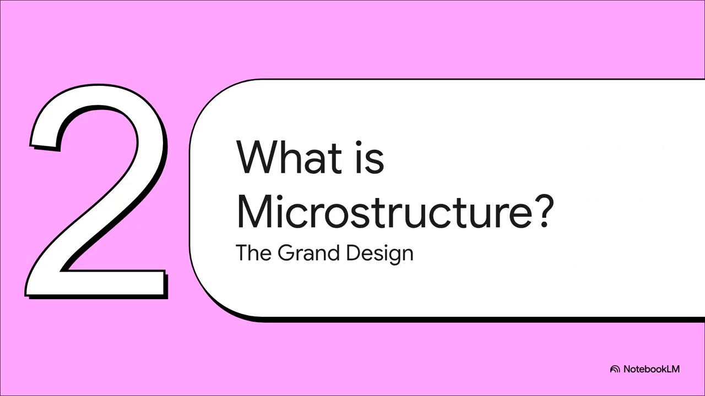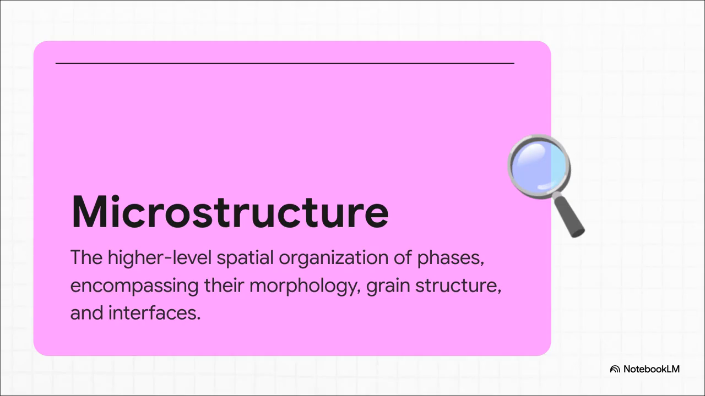Okay, so if phases are the fundamental building blocks, what happens when we zoom out a bit? Well, that brings us to the grand design, the overall architecture of the material. And this is where we get into the concept of microstructure. Microstructure is that next level up. It's not about the building blocks themselves, but all about how they're put together. It describes the whole architecture, the shape of the phases, their size, how they're spread out, and how they all meet at their boundaries. It's the big picture view of the material's internal landscape.